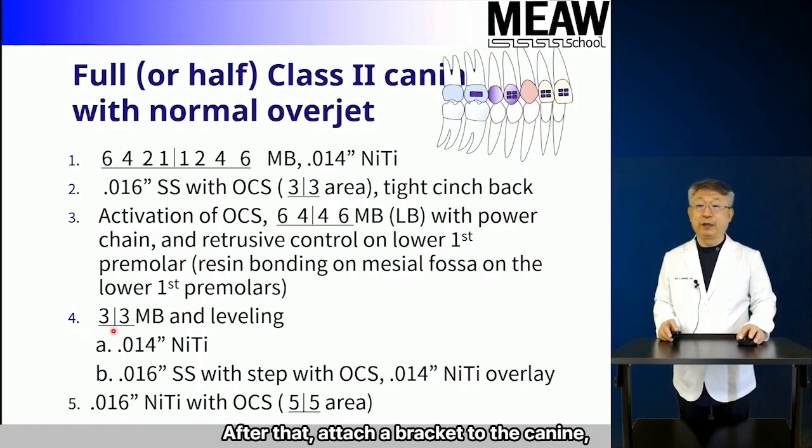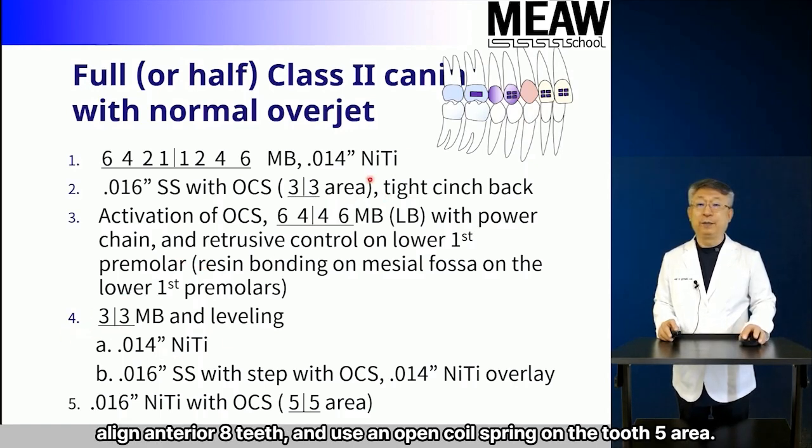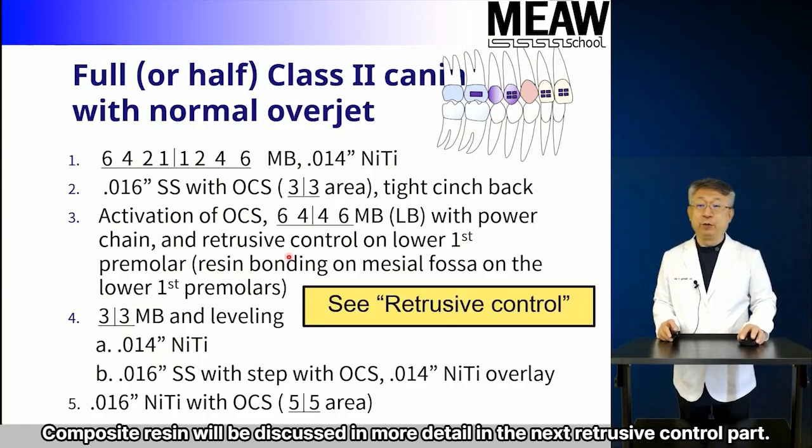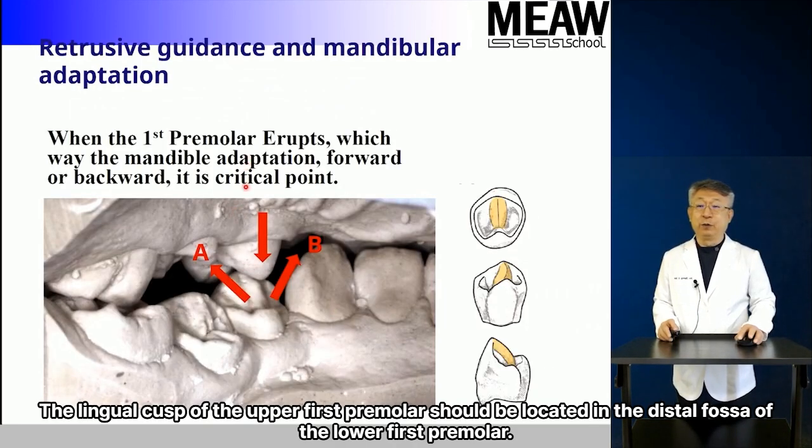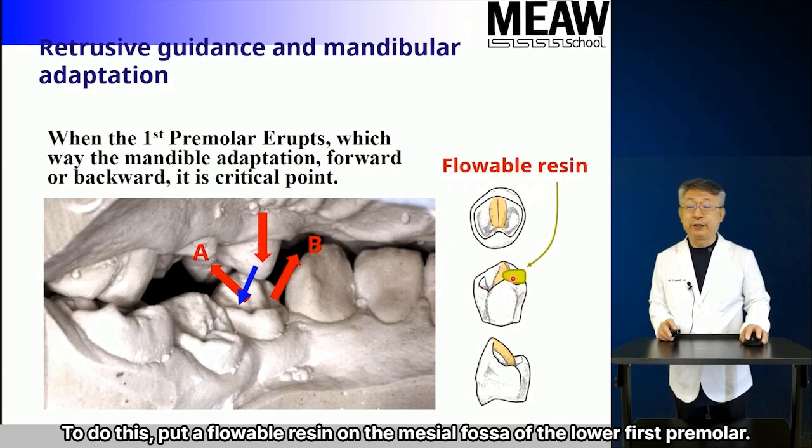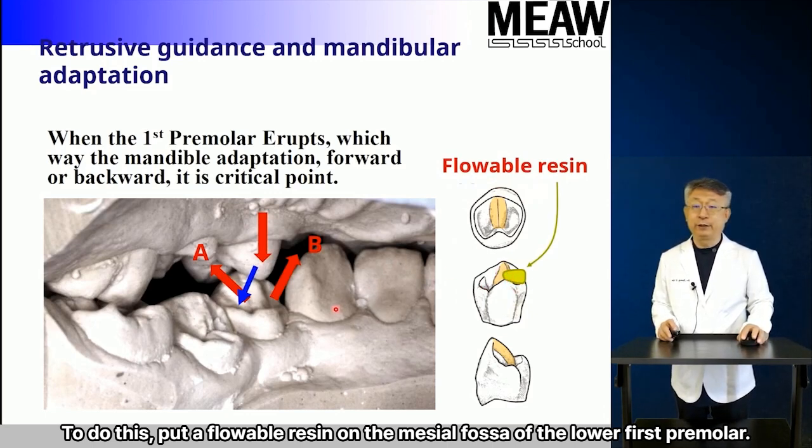After that, attach a bracket to the canine. Align anterior 8 teeth and use an open coil spring on the tooth 5 area. Composite resin will be discussed in more detail in the next retrusive control part. The lingual cusp of the upper first premolar should be located in the distal fossa of the lower first premolar. To do this, put a flowable resin on the mesial fossa of the lower first premolar.